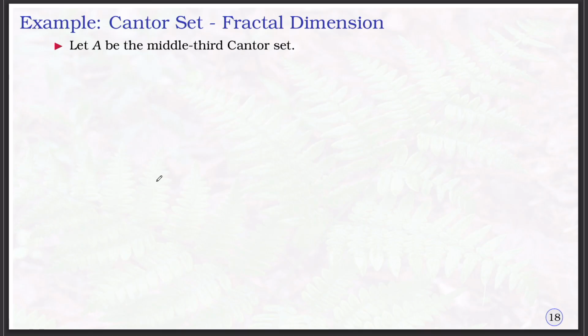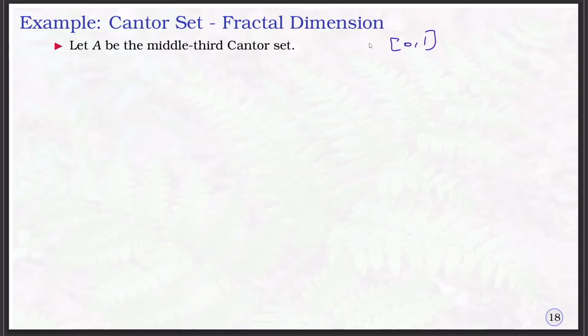Now, let us find the fractal dimension of the middle third Cantor set, which we discussed in our previous class. So, we found the fractal dimension of the closed interval 0 comma 1; that fractal dimension d is 1. Now, we will find the fractal dimension of the Cantor set.